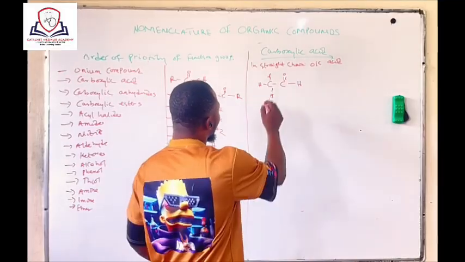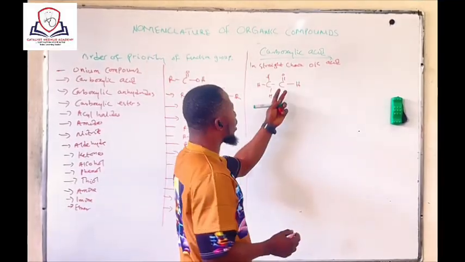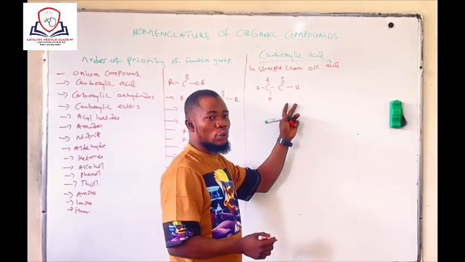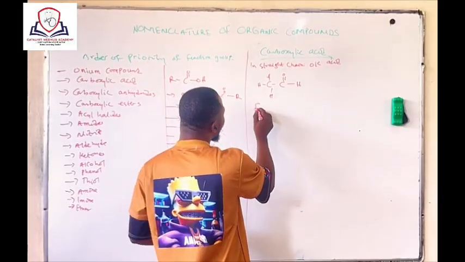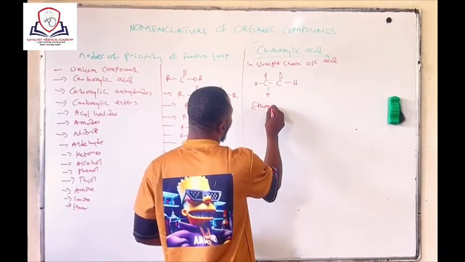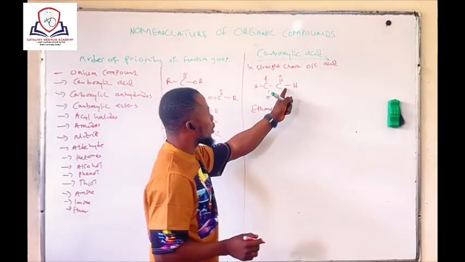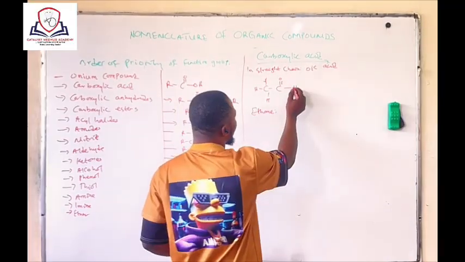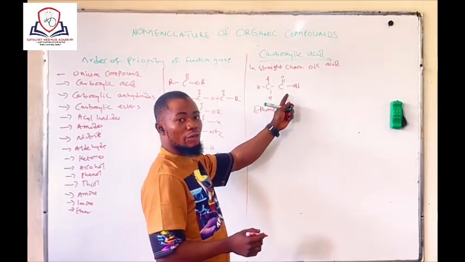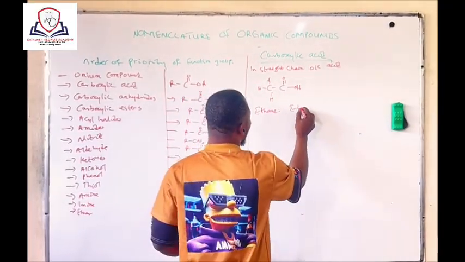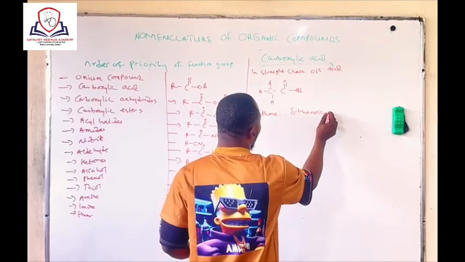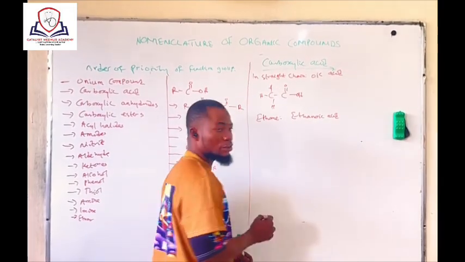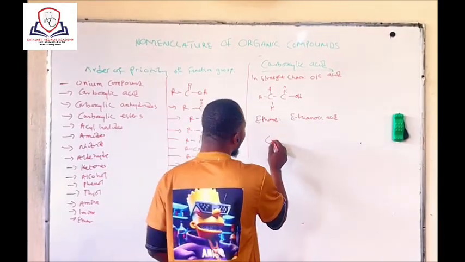For example, in this case we have only two carbons, and we know that two carbons is ethane. So instead of ethane, since we have a carboxylic functional group, it will now turn to ethanoic acid.